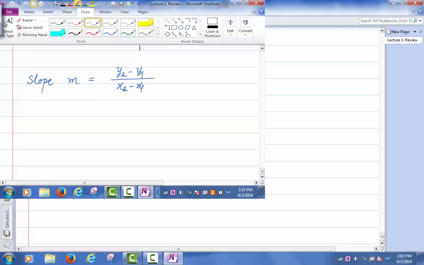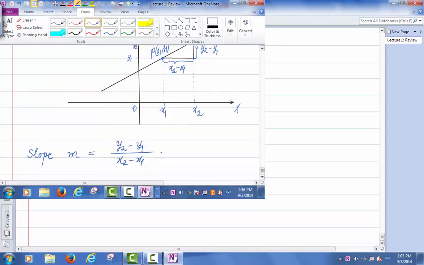Here, order matters, right? If you write y1 minus y2 instead in the numerator, then what do you have to write in the denominator? Yeah, you have to be careful with the order. Okay, so that's the slope of the line.